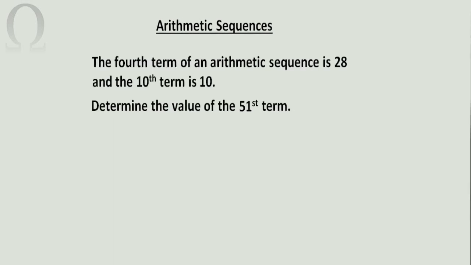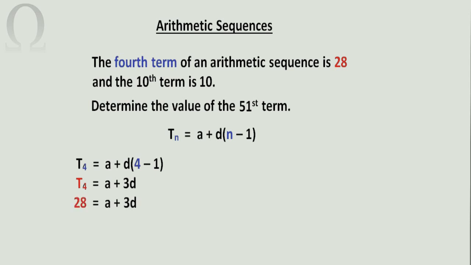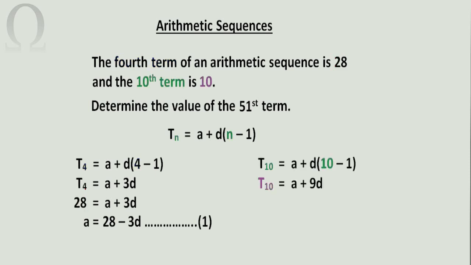The fourth term of an arithmetic sequence is 28, and the 10th term is 10. Determine the value of the 51st term. The fourth term of the sequence is when n equals 4. Therefore, T4 equals a plus 3d. The value of the fourth term is 28, so 28 equals a plus 3d. Isolating a, we get a equals 28 minus 3d. Likewise, the 10th term of the sequence equals a plus 9d. The value of the 10th term is 10, so 10 equals a plus 9d, which means a equals 10 minus 9d.